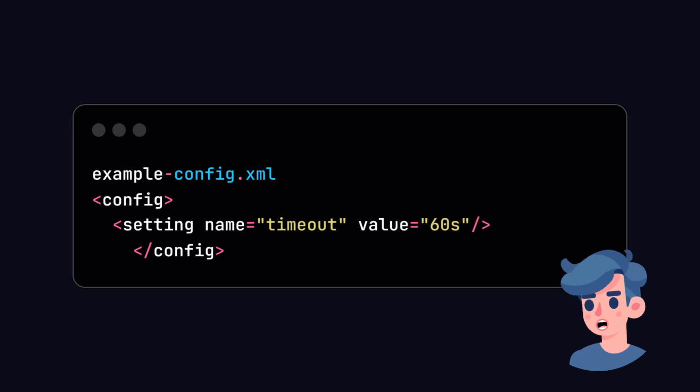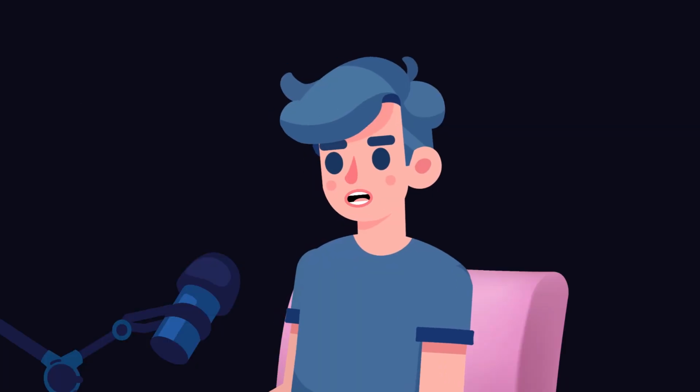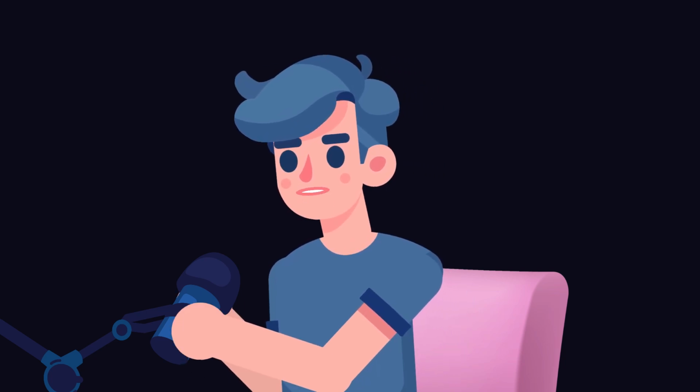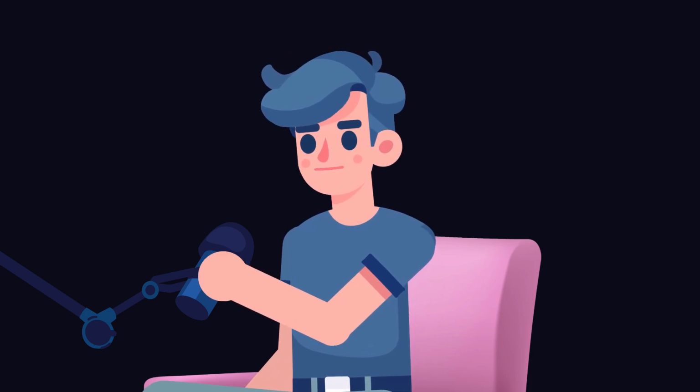Next, let's explore some advanced features of JRebel. One of the noteworthy features is the ability to reload configuration files without restarting your application. Let's modify a configuration file and see how JRebel picks up those changes. Let's say we have a configuration file called exampleconfig.xml. We can change the timeout setting from 60s to 30s. Once we save the configuration file, JRebel will detect this change, and the new configuration will be applied immediately.